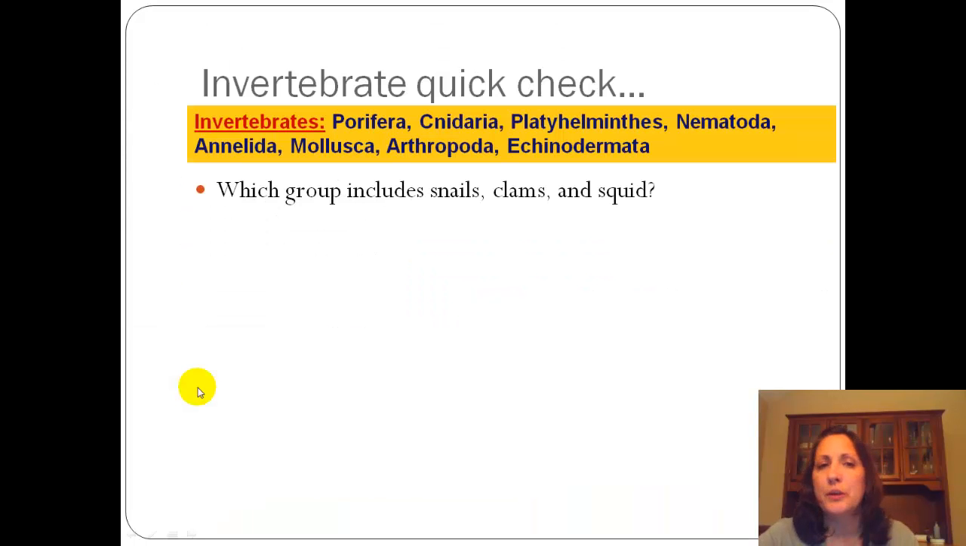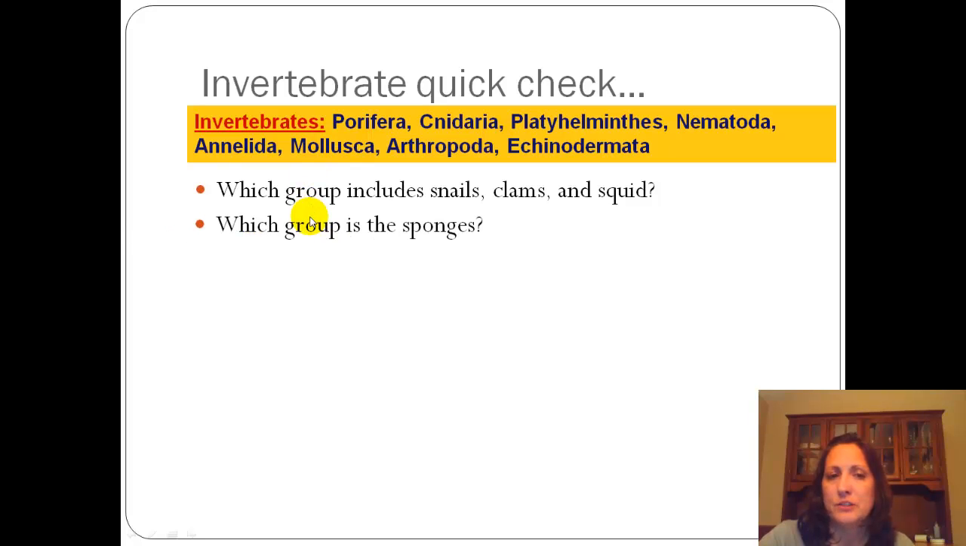Okay, so let's do a quick check to see if you remember some of the characteristics of the invertebrates. So the answer to these questions is going to be one of the 8 invertebrates that we just talked about. So which group includes snails, clams, and squid? So hopefully you said mollusca. Okay, next question. Which group is the sponges? All right, hopefully you said porifera, pore-bearing sponges.